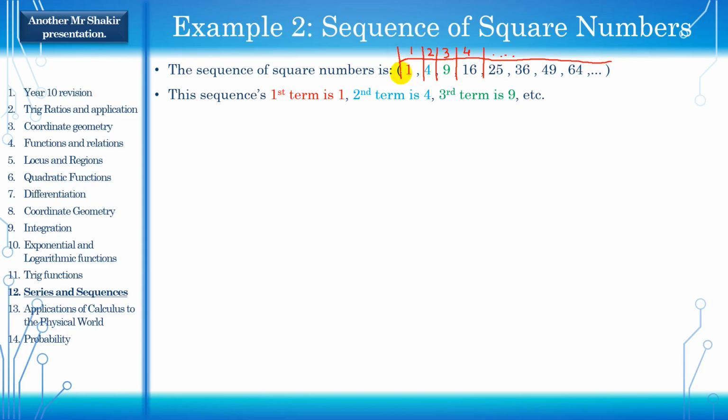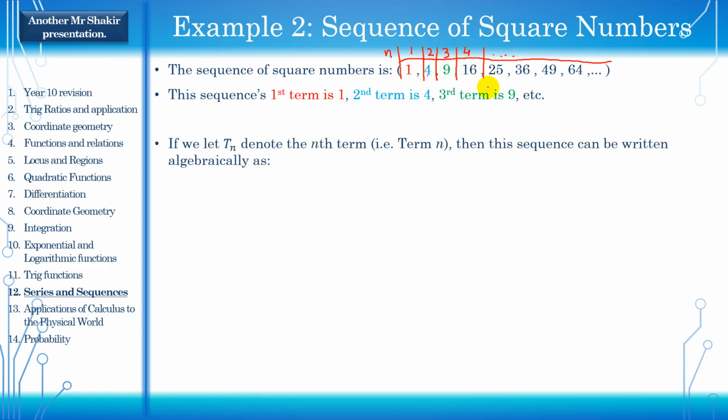So let's say that is n, in other words, the position of the term in the sequence, and that is the sequence, right? The first term is just 1 squared, 2 squared, 3 squared is 9, 4 squared is 16, and so on. So if we let t of n denote the nth term, term n, then the sequence can be written algebraically as the nth term is simply n squared.